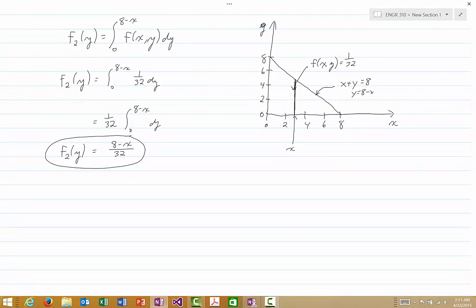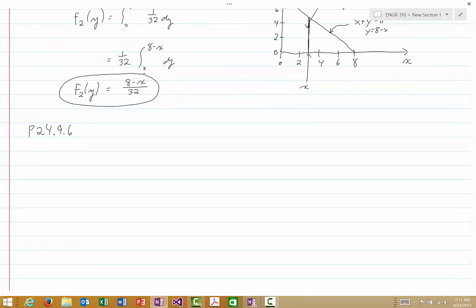Okay, now let's look at still another problem. This was problem 24.9.6. And pay especially close attention to this one, because both of your homework problems will be closely related to this problem.